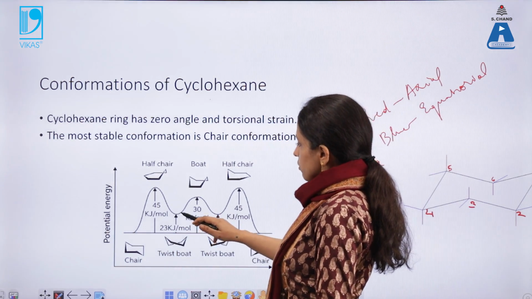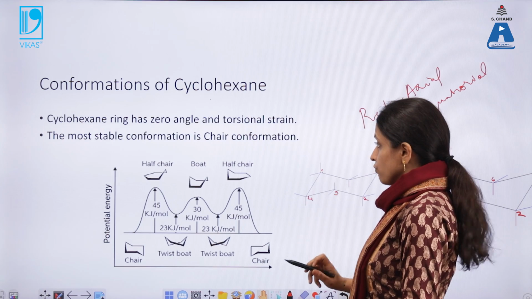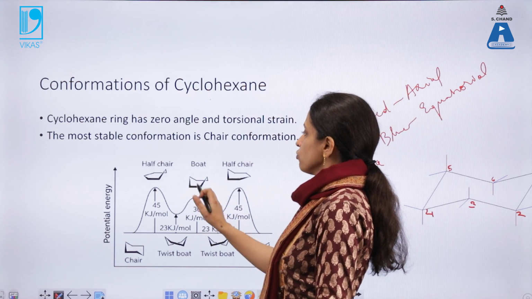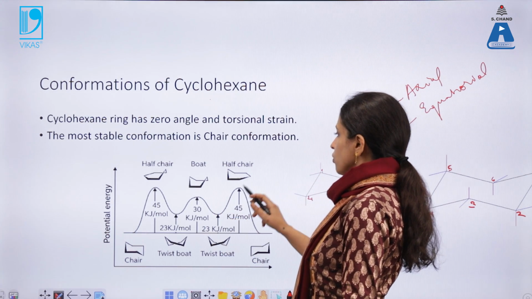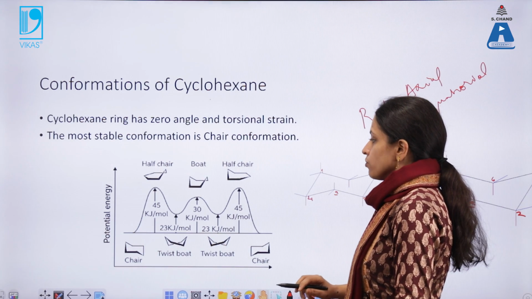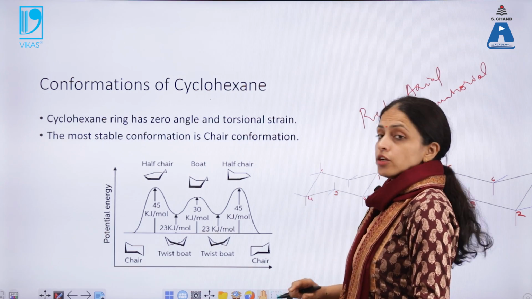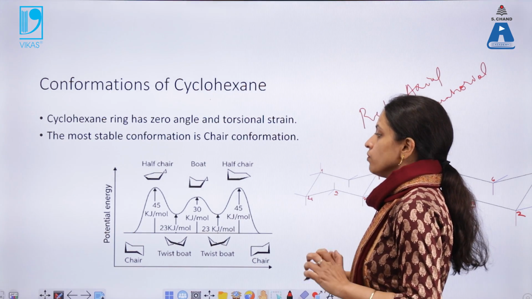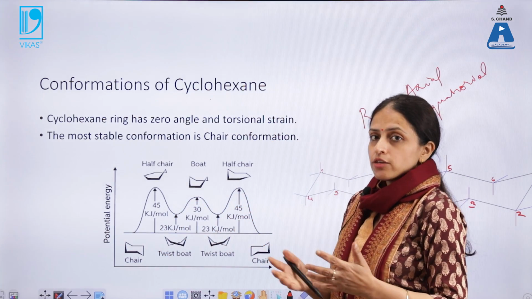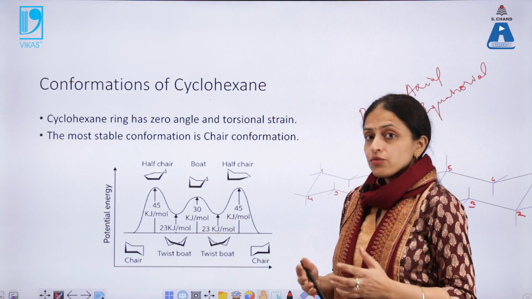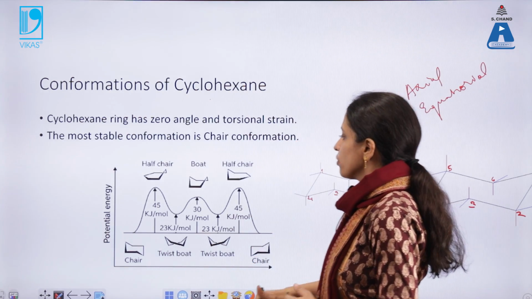Twist boat, if twisted further, gives rise to the boat conformation, which is another unstable conformer but less unstable as compared to the half chair conformer. Again, twisting the boat gives us twist boat followed by half chair, and again we get the chair conformation. So all the conformations of cyclohexane are obtained by twisting the chair conformer, which is the most stable. And most of the reactions in organic chemistry, or their stereochemistry, are understood by taking into consideration the chair conformation. So that is the most important of all.